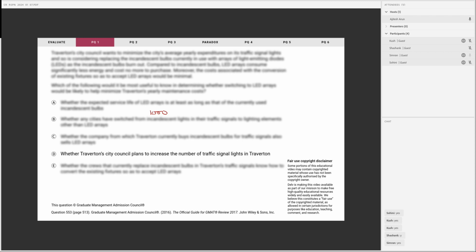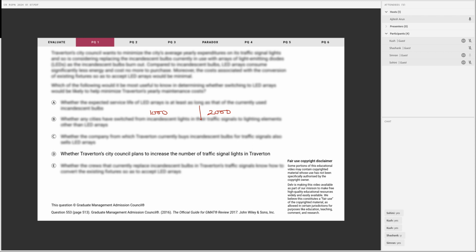traffic signal lights, and maybe afterwards they want maybe 2,000. The point is, we would still need information about whether the LEDs are better than the incandescent bulbs or not. So, are the LED arrays going to help us minimize Traverton's yearly maintenance costs? This is not telling us whether the LEDs are going to be better. Or let me put it this way, this is not giving us any additional information to help us evaluate whether LEDs are going to help Traverton minimize its yearly maintenance costs.